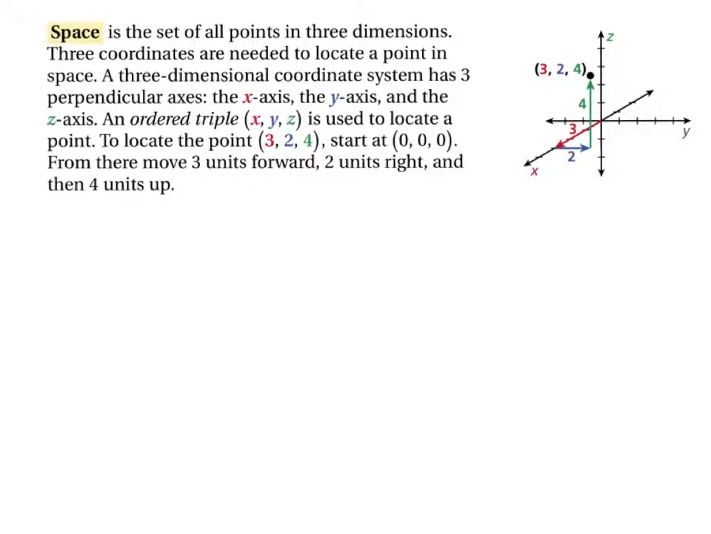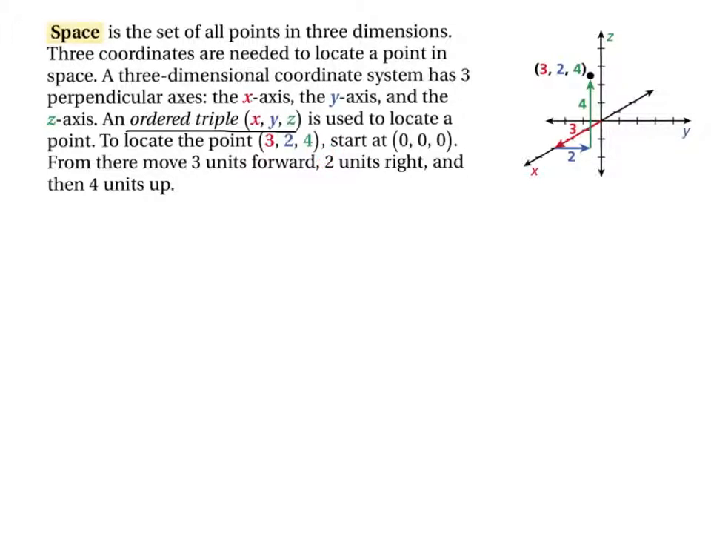The next thing we're going to talk about is space. Now you're like outer space? No. Space is the set of all points in 3 dimensions. 3 coordinates are needed to locate a point in space. A 3-dimensional coordinate system has 3 perpendicular axes: the x-axis, the y-axis, and the z-axis. Instead of ordered pairs, we're now going to use ordered triples, x, y, z. To locate the point, now we start at 0, 0, 0, and to locate the point 3, 2, 4. Here's what it looks like.